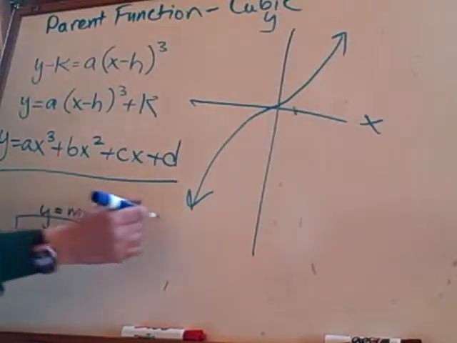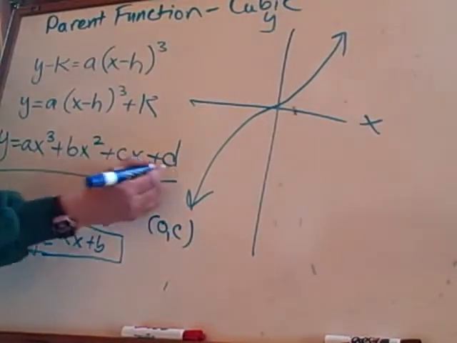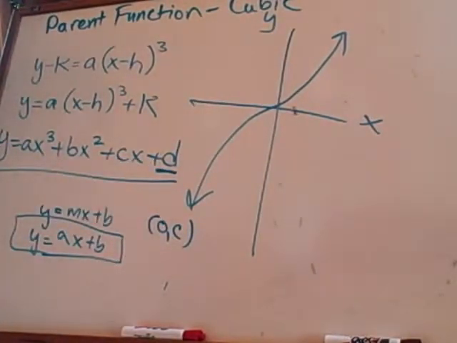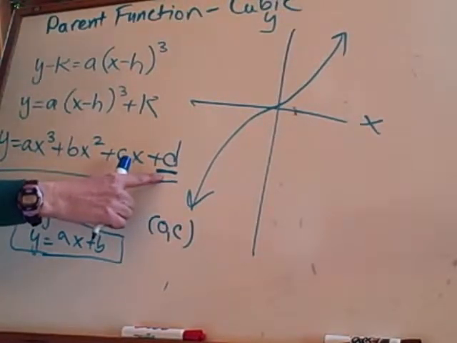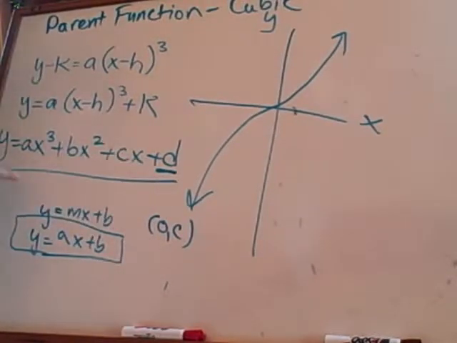And it's not always 0 comma c that is your constant. It's whatever's last. In this case, your constant would be d. So your y-intercept would be at 0 comma d. Does that make sense as we go along there?